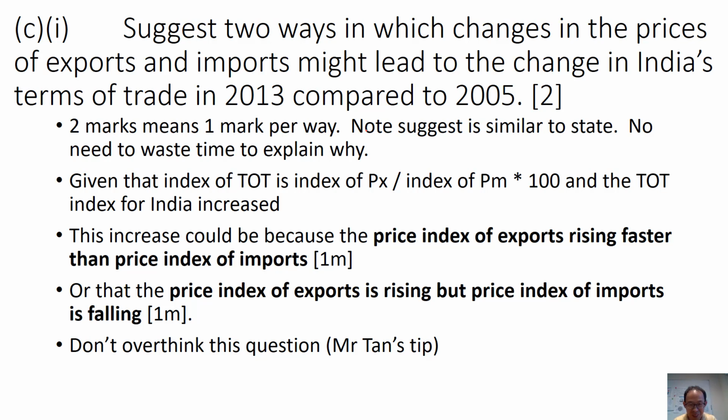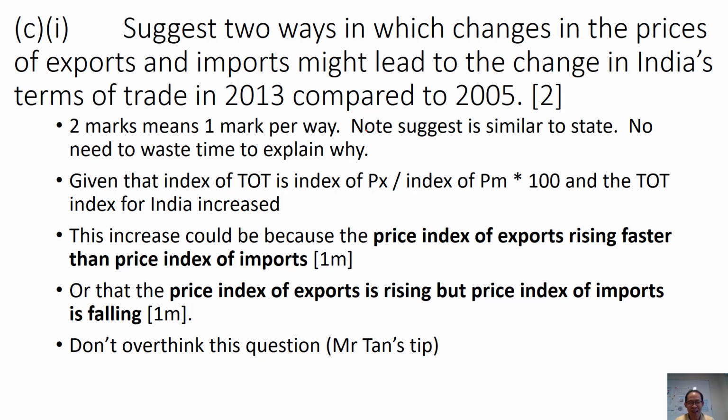So by the formula, there are 2 ways you can say. Number 1, you could say that the price index of exports, which is the numerator, is rising faster than the price index of imports. So from the fractions, if your numerator increases faster than the increase in the denominator, the entire fraction should be going up. Or you could say that the price index for exports is rising, but the price index for imports is falling. That will be another mark.